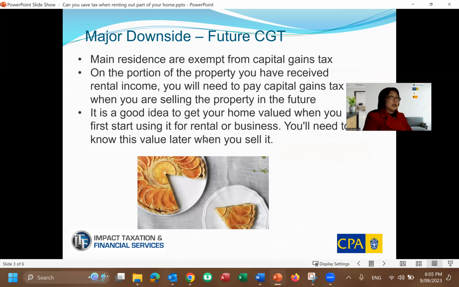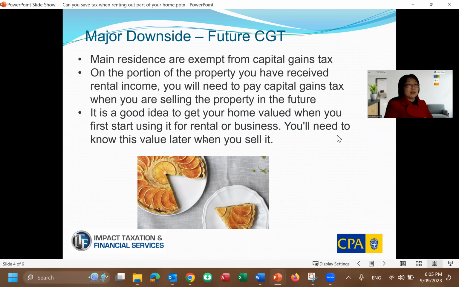All right, so the major downside of renting out part of your house is the future capital gains tax. Normally, as you might already know, main residences are exempt from capital gains tax, so you don't need to pay capital gains tax on your main residence when you sell it. But if you do use, or you did use, a part of the property to generate income, including rental income, you'll need to pay capital gains tax for this portion when you're selling the property in the future, based on the percentage you have rented out.